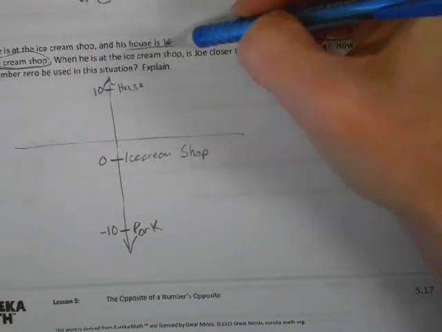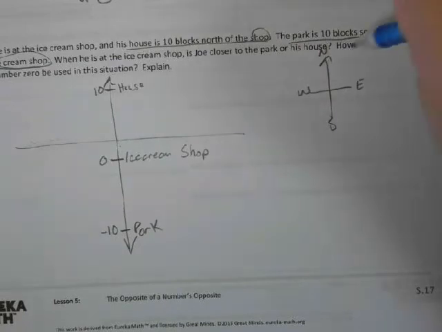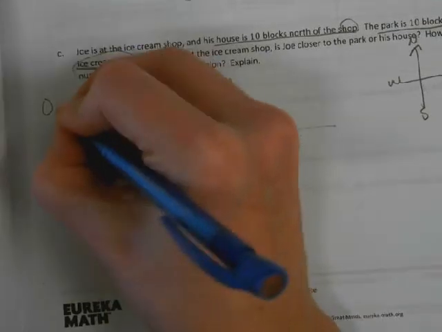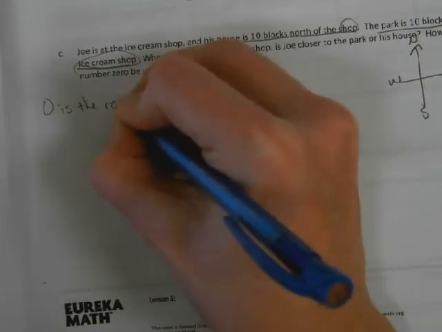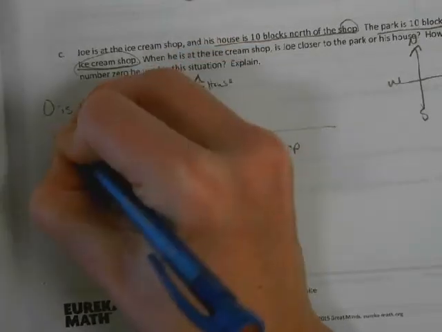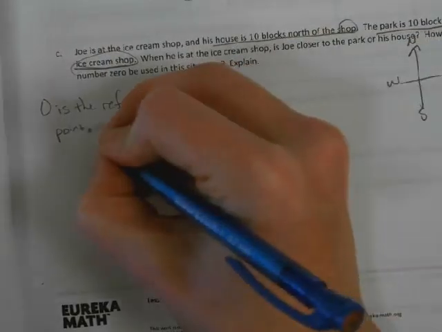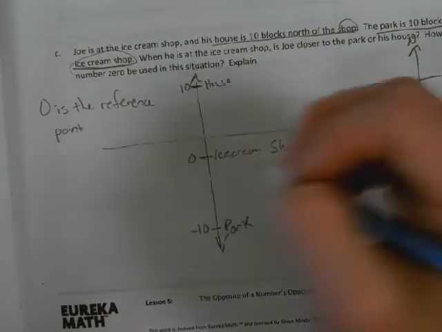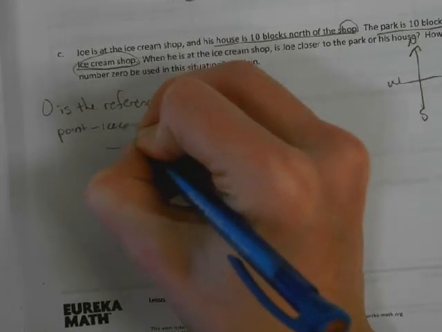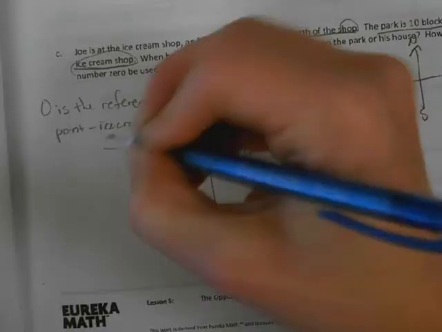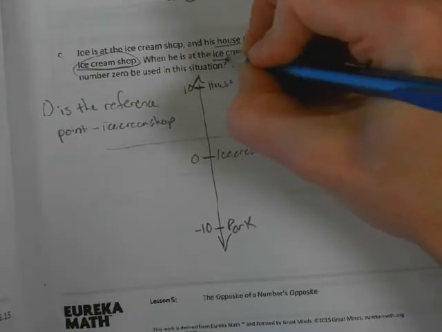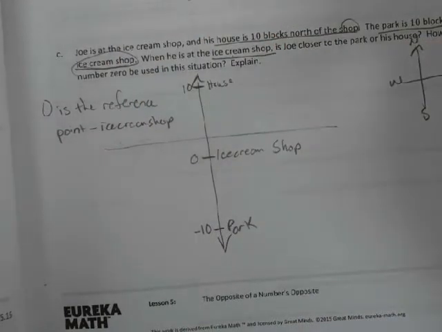When he is at the ice cream shop, is Joe closer to the park or his house? How could the number 0 be used in this situation? So 0 is the reference point, which is the ice cream shop. And the reason I know it's the reference point is because they're asking who's closer to the ice cream shop. So if this part is in the question, this is your reference point. This is what they want you to compare things to. And then who is closer?